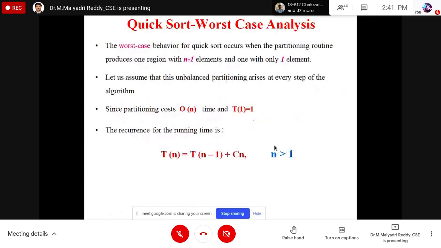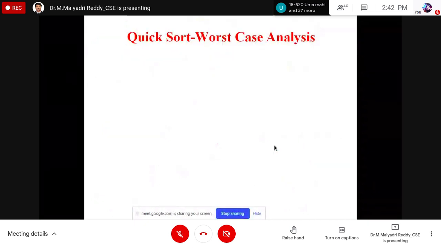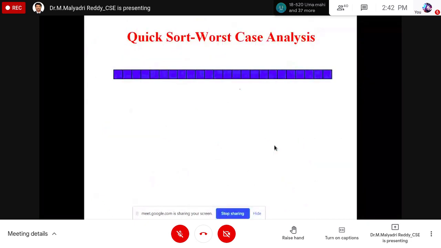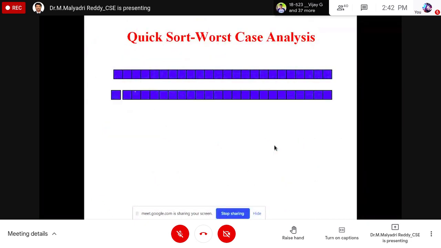Then the worst case complexity, best case complexity, average complexity, total 3 types are there. In the worst case complexity, this is the problem: only one element is sorted at a time. Check this one. After that, I will explain. Suppose it is a complete array. Suppose only one element is sorted at a time, and the rest of the n minus one elements again need to be sorted.